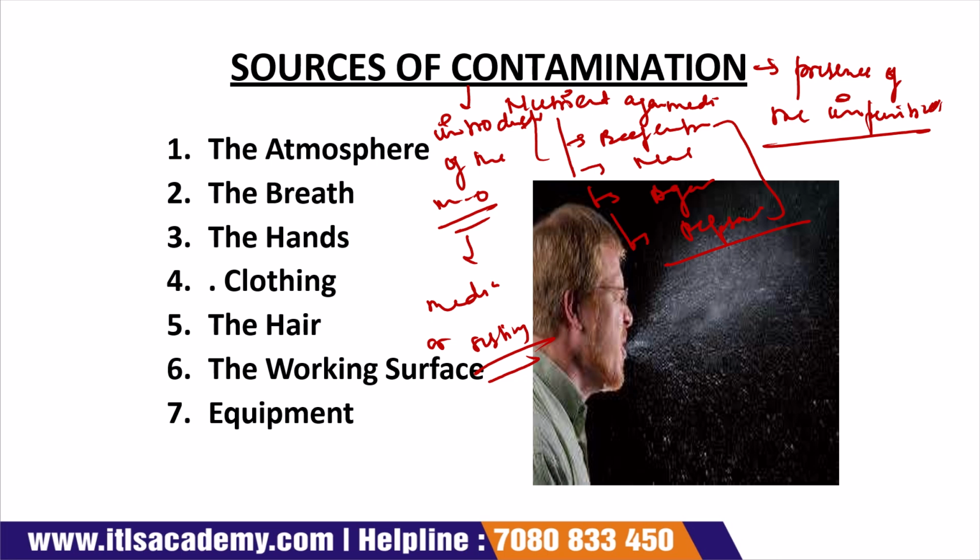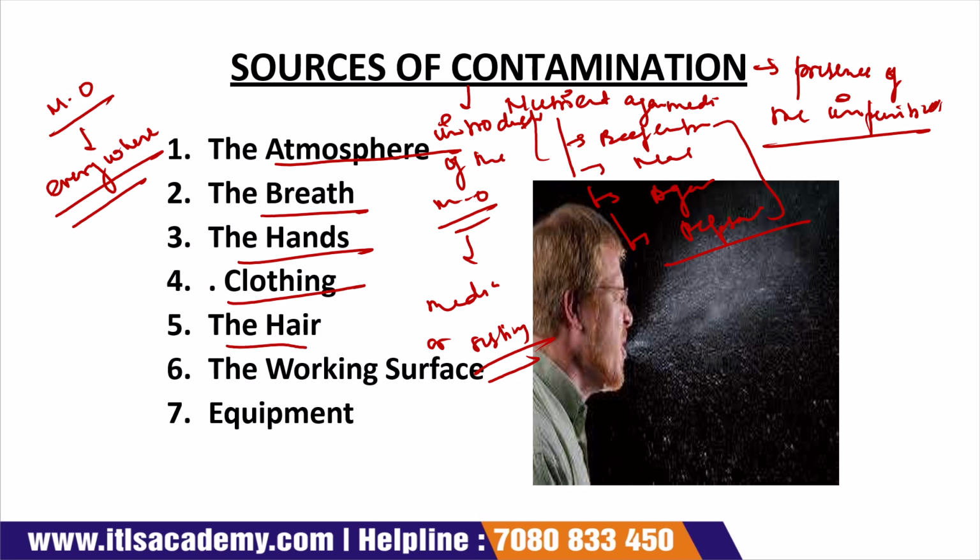Now there are different sources of contamination, because we all know that microorganisms are present everywhere, like your atmosphere, breath, hand, cloth, hair, working surface, equipment. So they become the sources of contamination, because microorganisms are present everywhere, and from those sources they will enter and interfere with the testing and also interfere with the media. So these are the sources of contamination. Now come to the next slide.